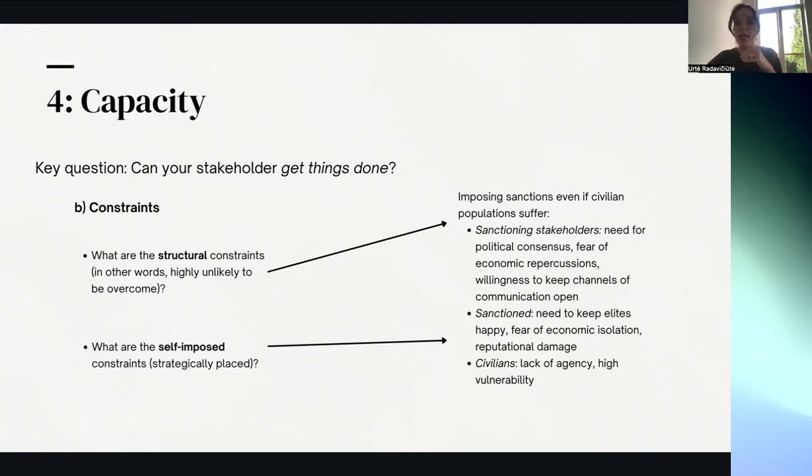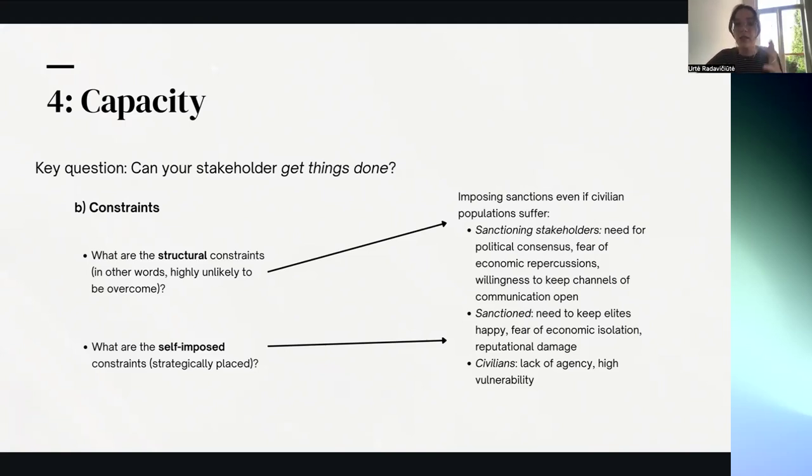As per sanctioned entities, some examples of constraints that they might be facing are reputational damage, the fear of economic isolation, and the desire to keep one's elites happy in order to keep oneself afloat as a leader of a specific regime. So those are more self-imposed constraints, since the debate is likely to take place from the perspective of the sanctioning entity. So you're thinking about the consequences or the reactions from the sanctioned state. So in the game theory table, the first thing that you need to think about is the pragmatic action to be taken, and then you theorize on the potential reactions.